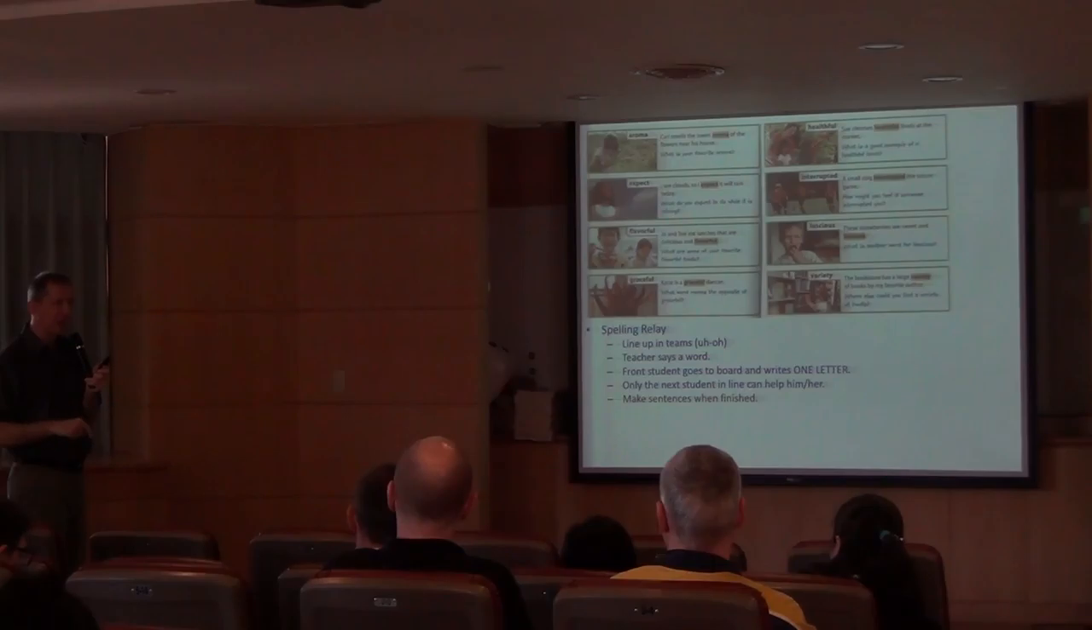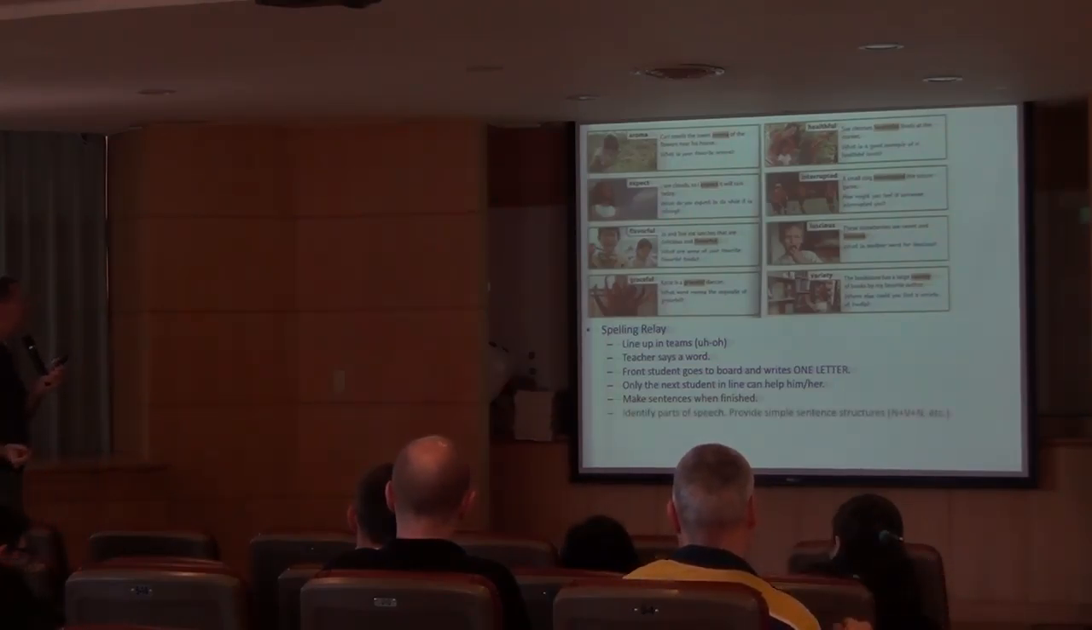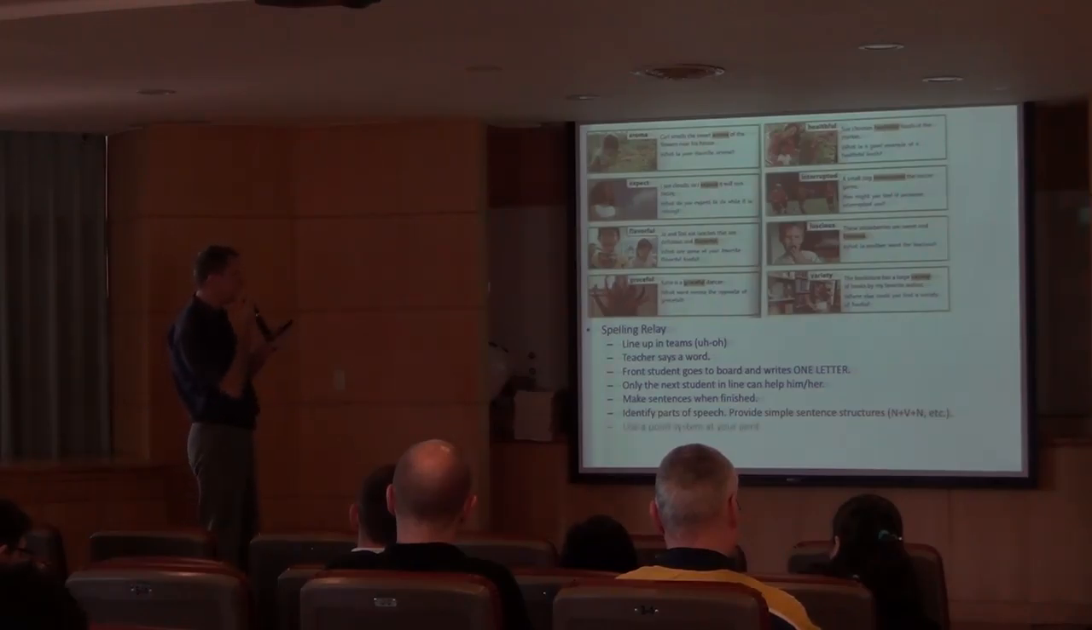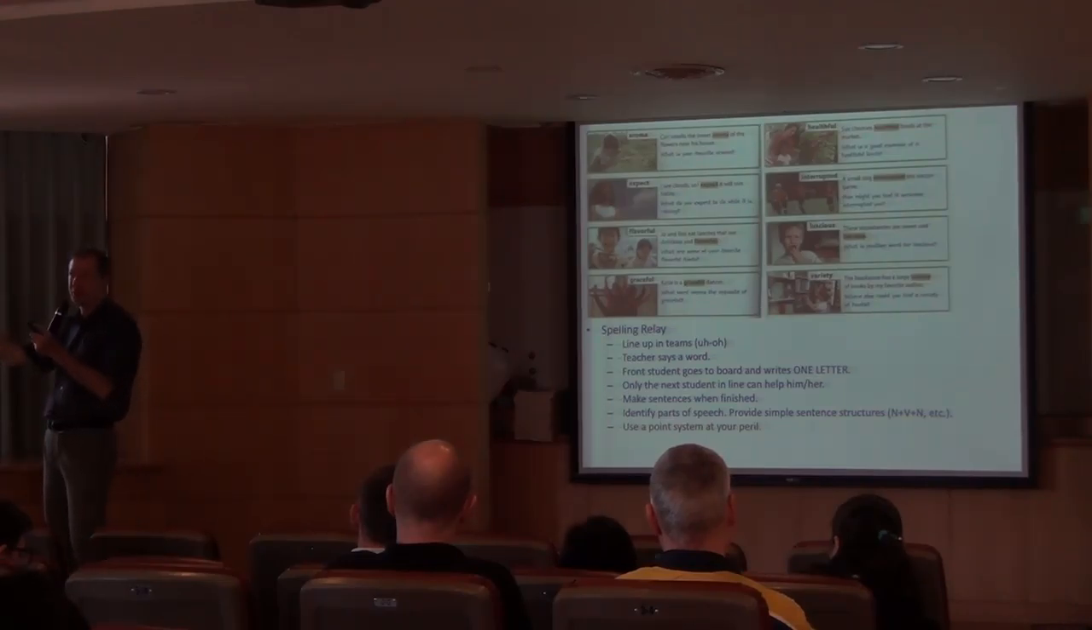If they finish writing the word the quickest, they can go back, get in the huddle, and write a sentence for the word. And you can identify parts of speech, as an adjective, as a noun, depending on how much grammar you want to put into it. Give them basic sentence patterns, stuff like that. You can use a point system. Yay, you get 1 point for spelling the word correctly. You get another point for making a sentence with the word.